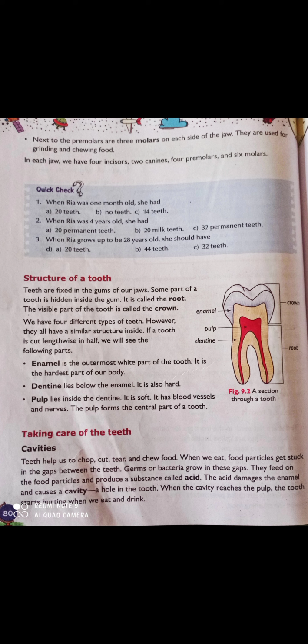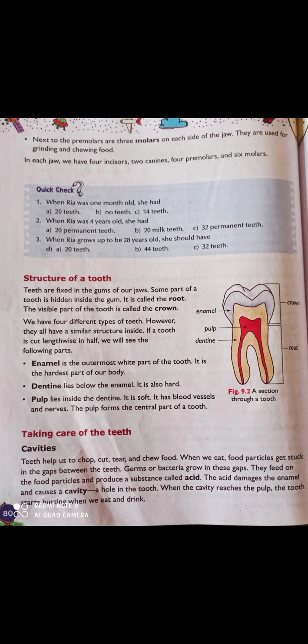If a tooth is cut lengthwise, we will see the following parts: enamel, dentine and pulp. Enamel is the hardest part of the tooth, which is the outermost part. And dentine lies below the enamel. It is also hard, but enamel is the hardest part. Pulp lies inside the dentine, but it is soft. It has blood vessels and nerves.